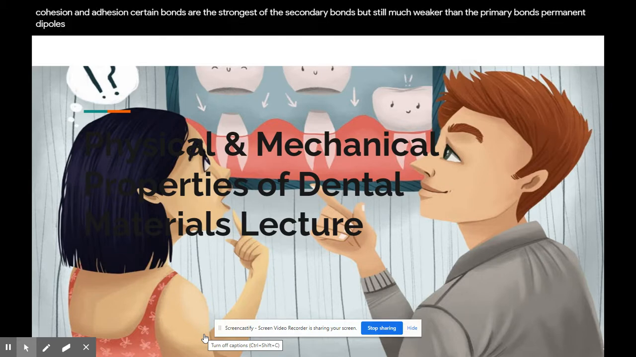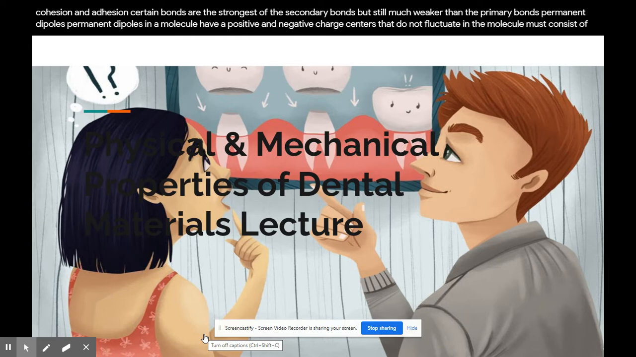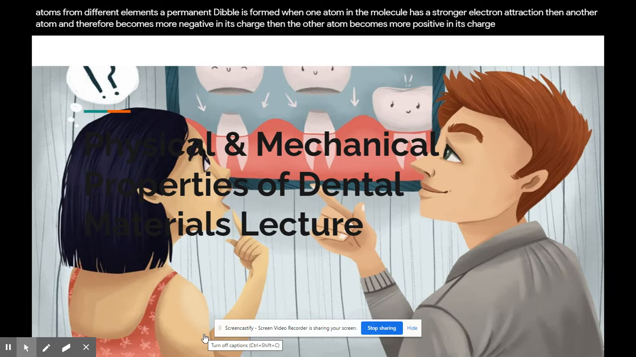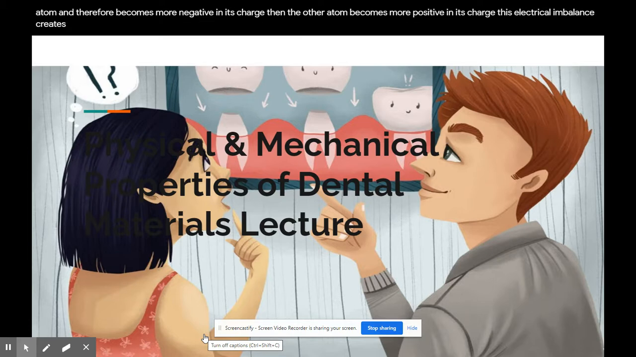Permanent dipoles. Permanent dipoles in a molecule have positive and negative charge centers that do not fluctuate, and the molecule must consist of atoms from different elements. A permanent dipole is formed when one atom in the molecule has a stronger electron attraction than another atom, and therefore becomes more negative in its charge. Then the other atom becomes more positive in its charge. This electrical imbalance creates an electric dipole.